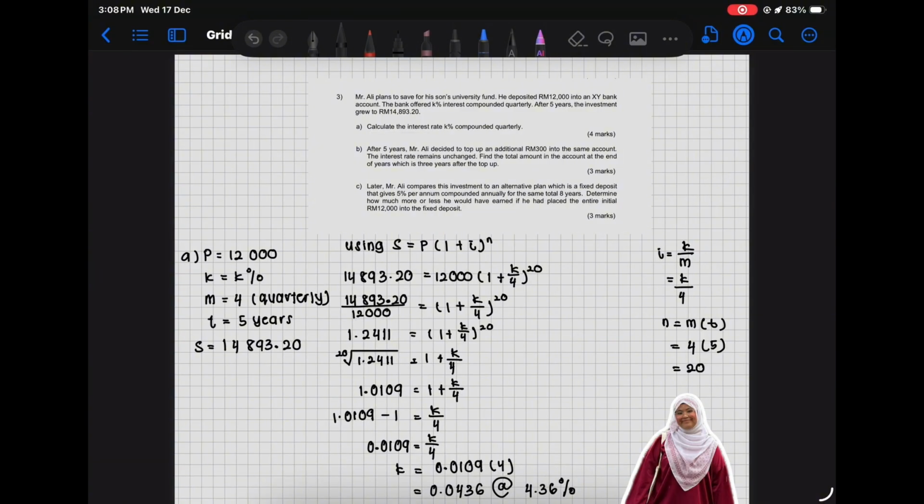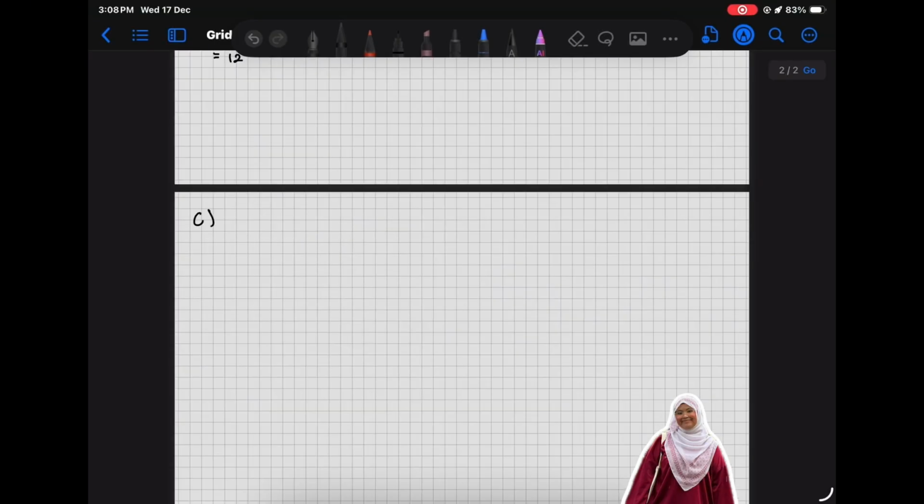Question 3c. Later, Mr. Ali compares this investment to an alternative plan, which is a fixed deposit that gives 5% per annum compounded annually for the same total 8 years. Determine how much more or less he would have earned if he had placed the entire initial 12,000 ringgit into the fixed deposit. Alternative plan.